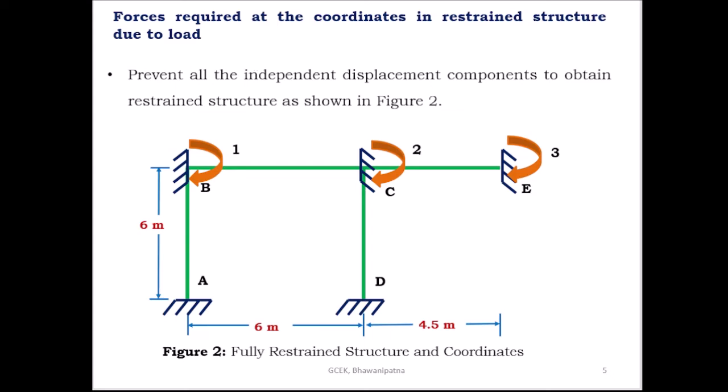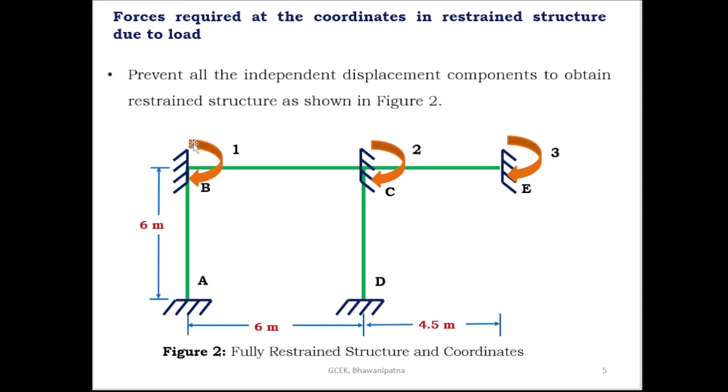So first determine the forces required at the coordinates in the restrained structure due to load. So prevent all the independent displacement components to obtain the restrained structure as shown in figure 2. So first step, all the supports are fixed, there is no displacement taking place. Then find out what are the fixed end moments at the end of the member.